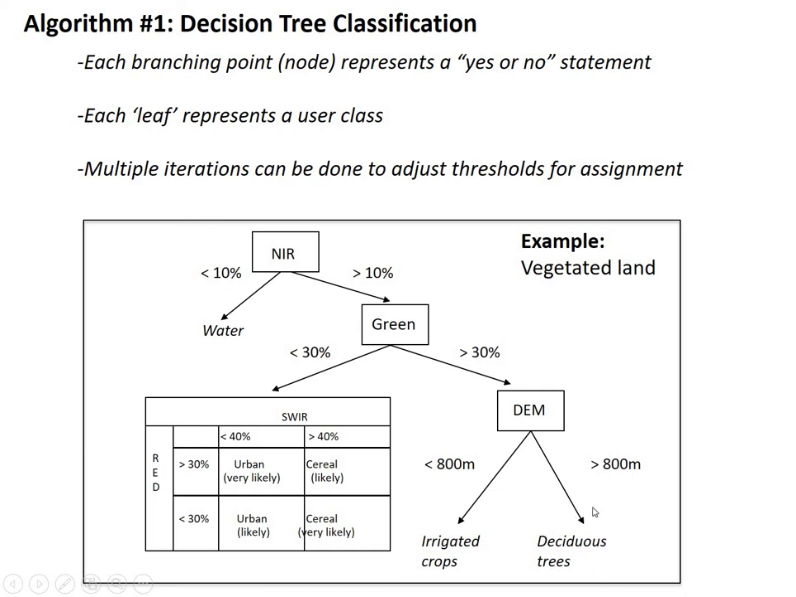So this is an example, and you can customize each of these decisions. You get to have complete control over which bands you're looking at and what your cutoff thresholds are. And there are lots of ways you can iterate these decision trees until you can customize them to be as accurate as possible.